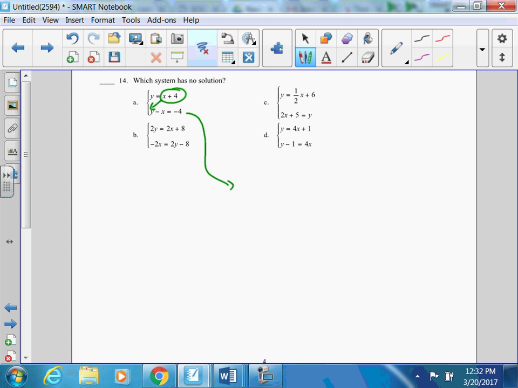If we do that, instead of y, we'll have x plus 4. And then you have a minus x, and that equals negative 4. So that's what we get here. x minus x, they cancel out, and you get 4 equals negative 4. And right away, I'm thinking that that's the one that has no solution, because 4 doesn't equal negative 4. If you had 4 equals 4, that would be infinite solutions.